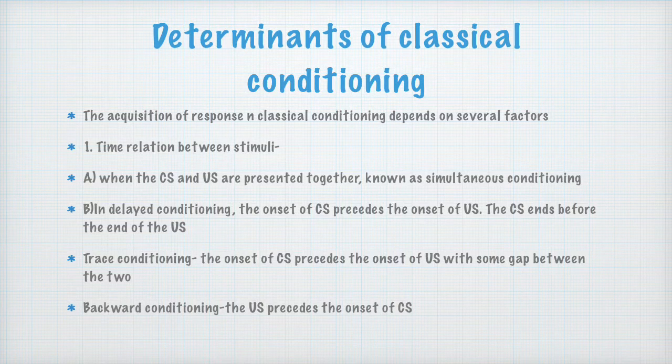Then the fourth one is backward conditioning. Here the unconditioned stimulus precedes the onset of the CS. For example, you don't get the aroma or the smell of the food before the food has been presented to you.